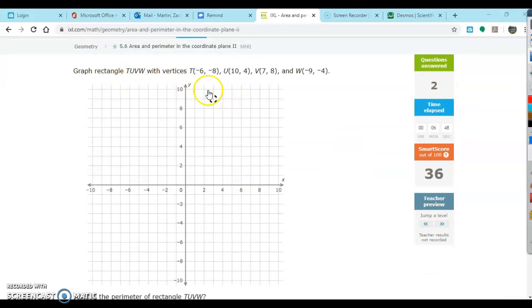Graph this rectangle. Fantastic. So graph this rectangle TUVW with these vertices. Let's graph these. T is at -6, -8. Let's come down here, -8. U is at 10, 4. So we've got 10, 4 there. We've got V, which is at 7, 8. So here's 7 going up to 8. And then W is -9, -4. So -9's over here, -4 down there. There we go. There's our rectangle.